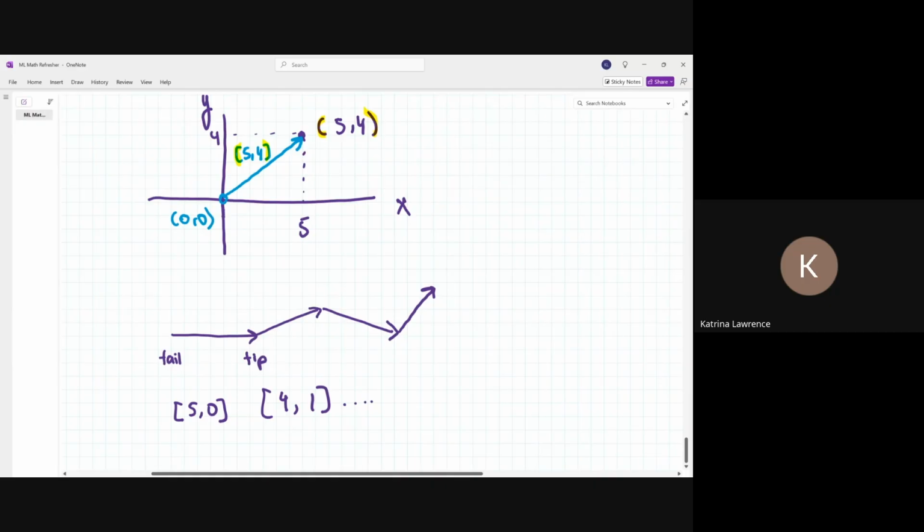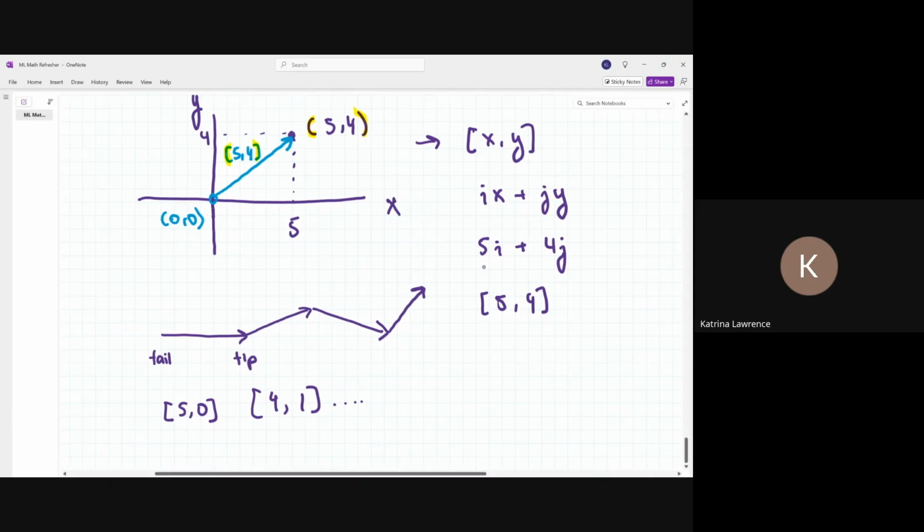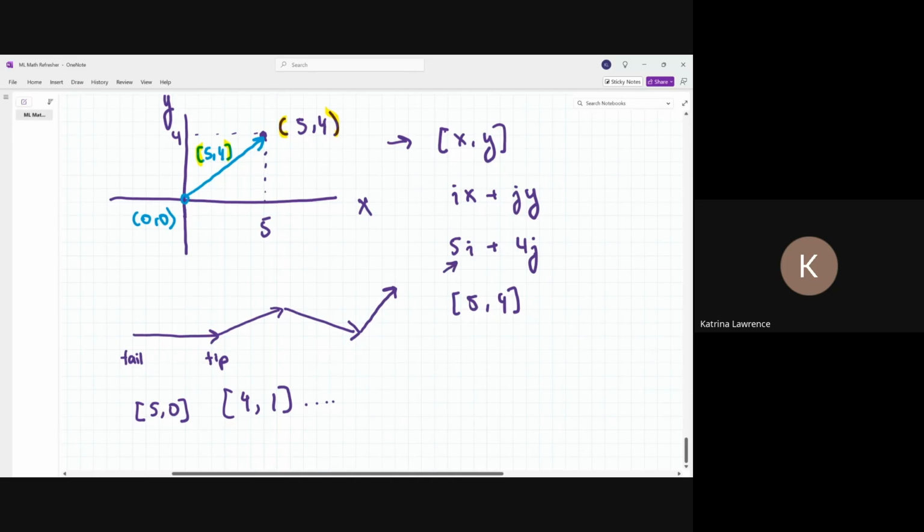The other way you can write this, you might see an alternate notation: if you have some vector [x, y], you can also write it with respect to the unit vectors. So it would look like ix plus jy. Then our vector [5, 4] would be 5i plus 4j. And this is equivalent to vector [5, 4]. So these are two-dimensional Cartesian vectors. This means that we've gone 5 units in the x direction, and we've gone 4 units in the y direction.